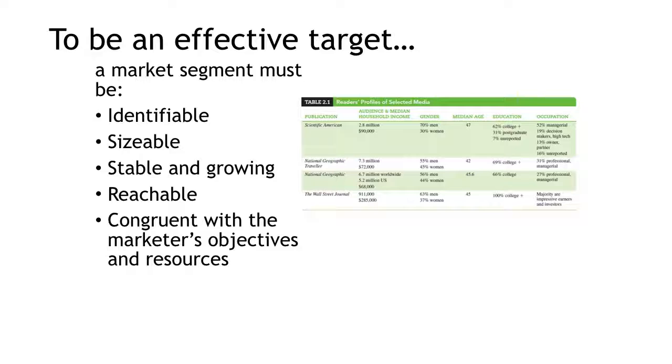They have to be reachable. If you're a cigarette and alcohol company, you can't market to kids. I mean, you can try, and they do, but you have to be able to reach them both through certain media and in more of a literal sense, to be able to provide it to them through, let's say, supply chains.